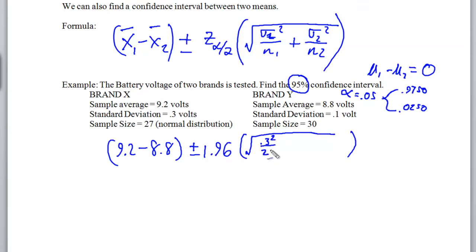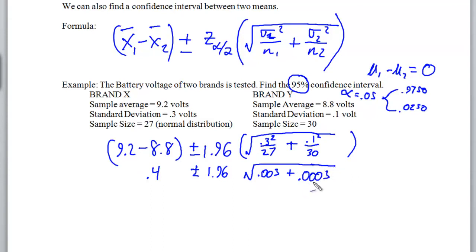And then we can compute our square root with our standard deviation of the first set of batteries divided by the sample size. Notice that I had to qualify this with the normal distribution since the sample size was under 30. And then add to that our square of the standard deviation divided by our sample size, 30. And then we get 0.4 plus or minus 1.96 times the square root of 0.003, or 3 thousandths, and be prepared to read scientific notation, 3/10,000ths. That's what your graphing calculator just told you if you did this along with me.